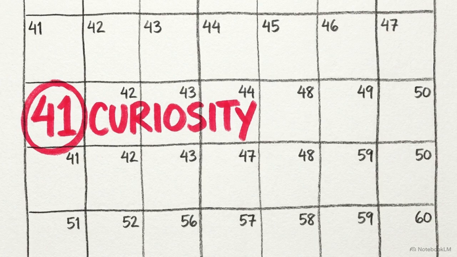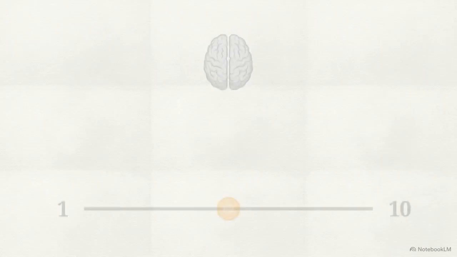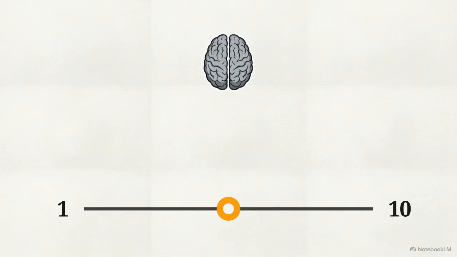Now we enter the final loop. Phase 3 spans days 41 through 60, and yes, day 41 returns once more to curiosity. This style represents the intensity scale. You will practice evaluating your emotional memories on a strict 1 to 10 scale.